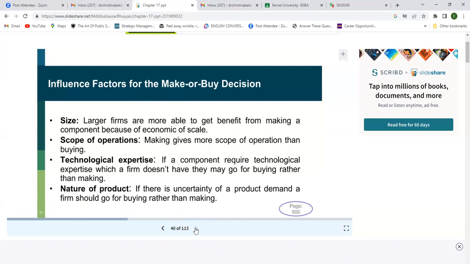Technological expertise. If a component requires technological expertise which a firm doesn't have, they may go for buying rather than making. Nature of a product. If there is an uncertainty of product demand, a firm should go for buying rather than making.